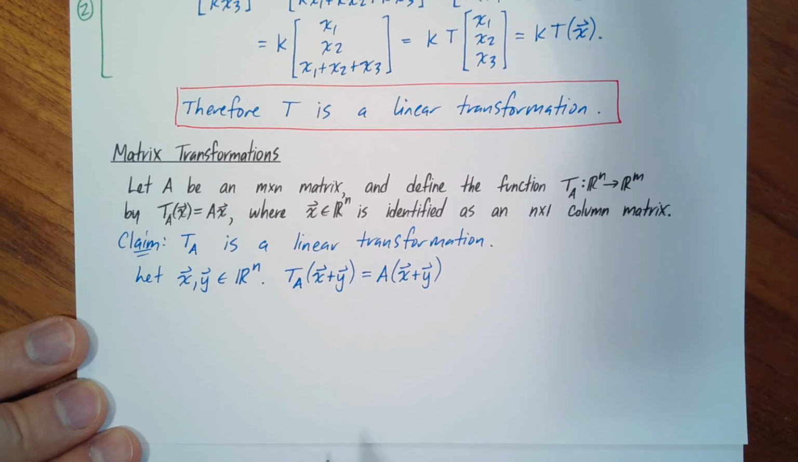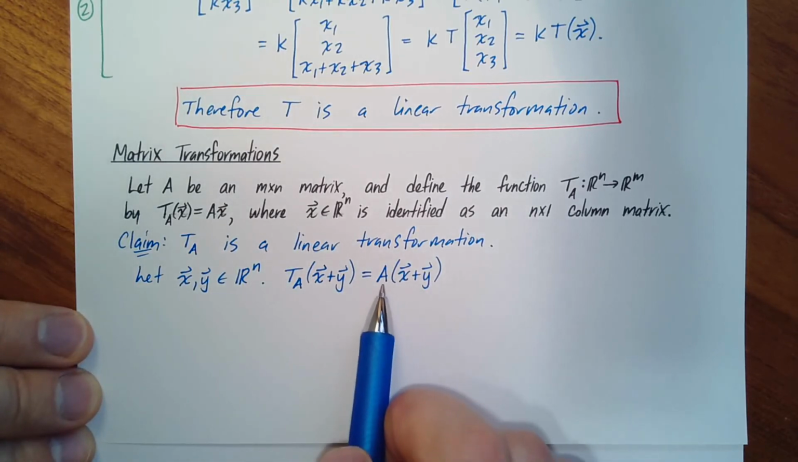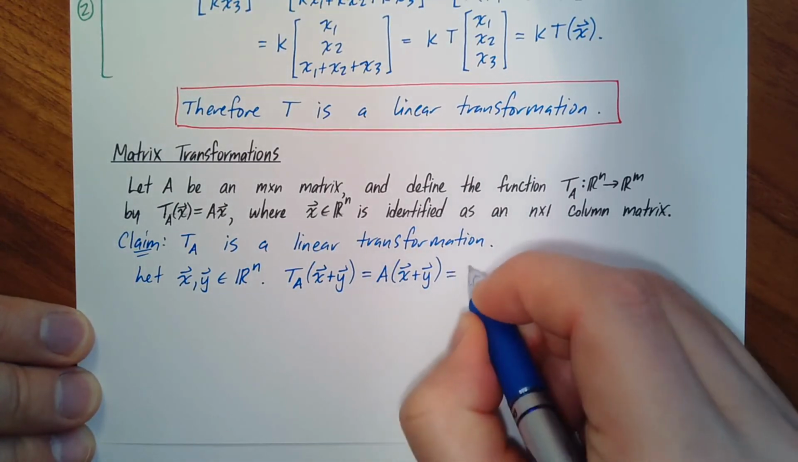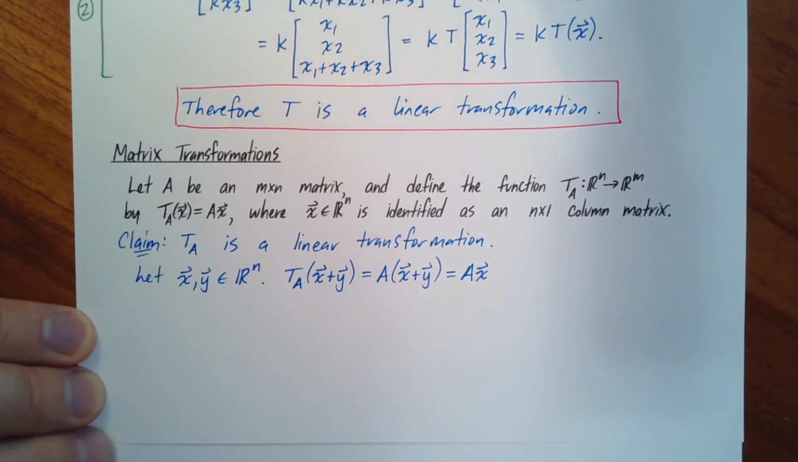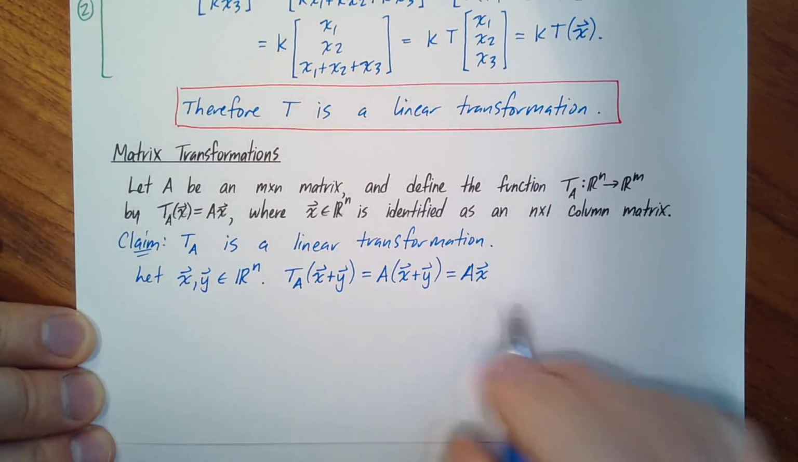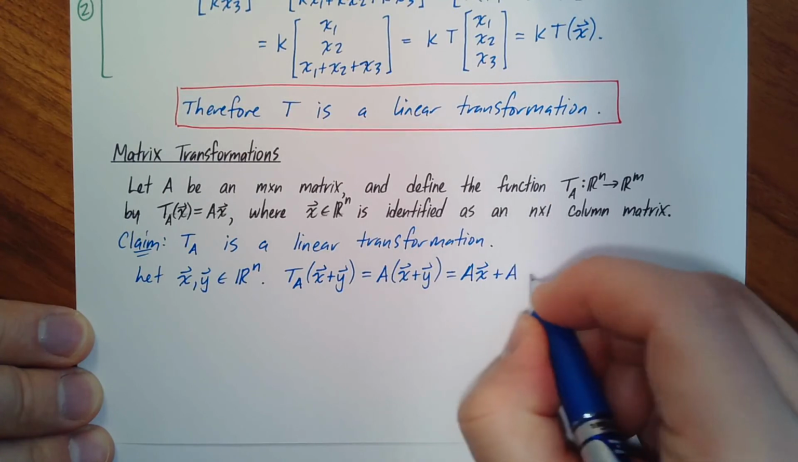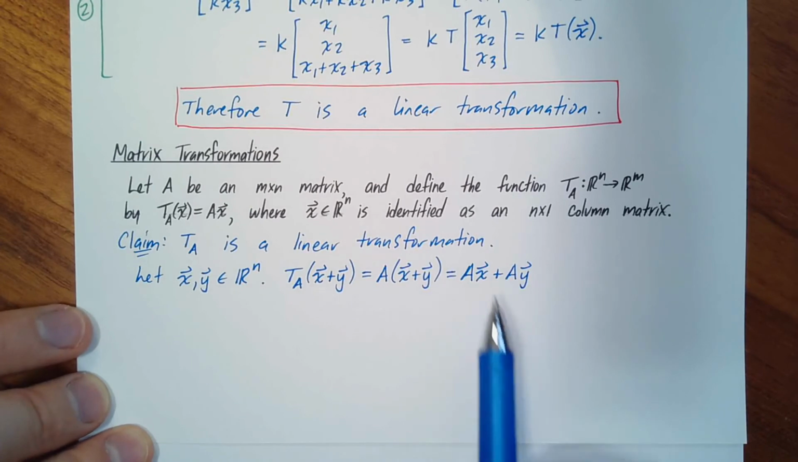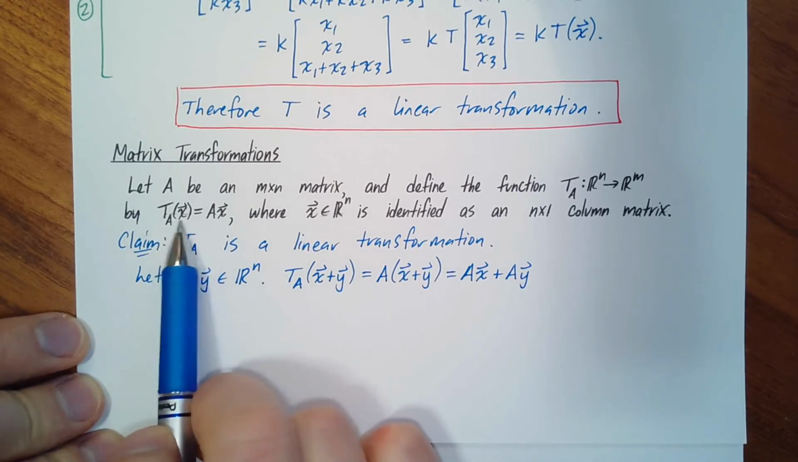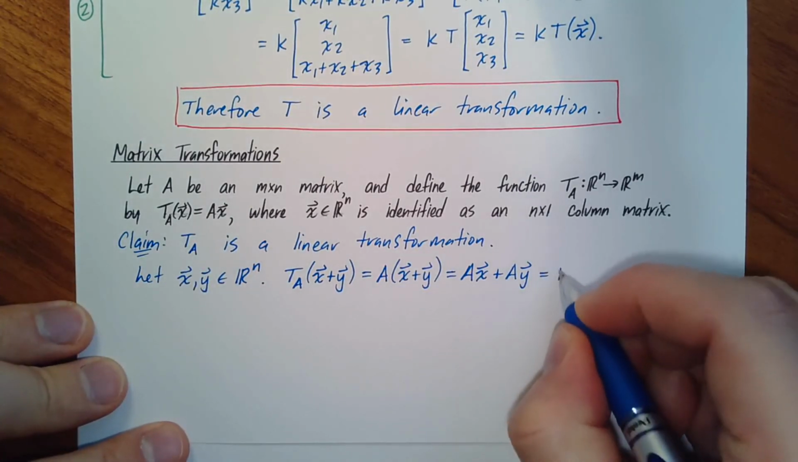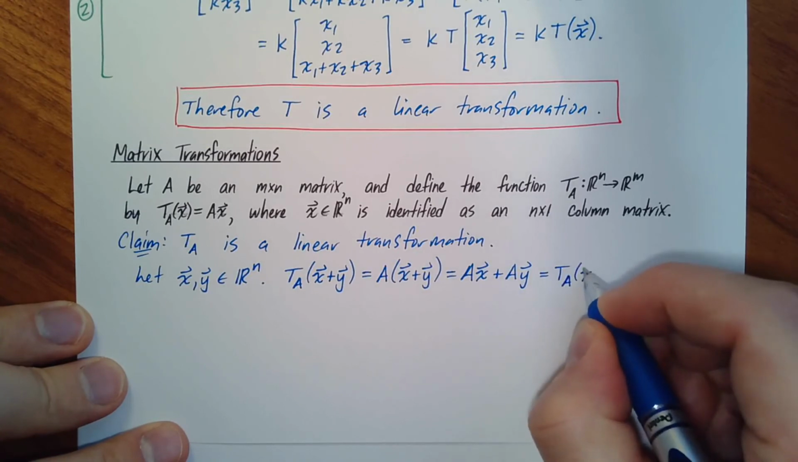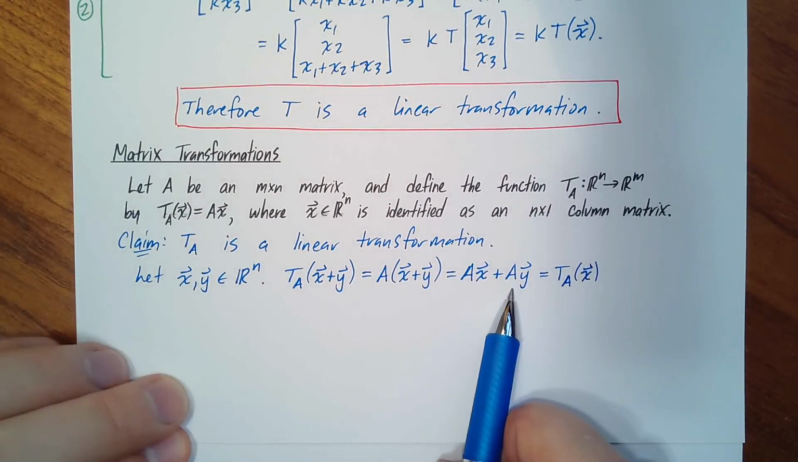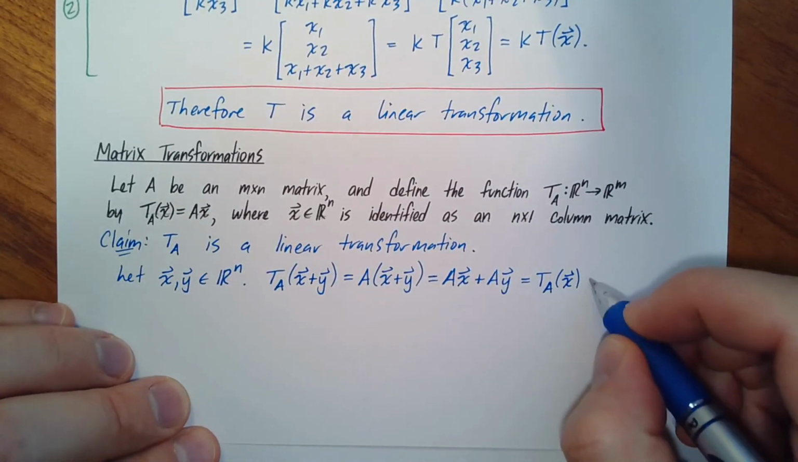But matrix multiplication distributes over matrix addition. We saw that in section 1.4. So that is a really nice convenient fact. We can distribute the A into the brackets. So we're going to get A times the vector x. Remember x is a column vector, and so is y. So this is A times y. And A times x, that's actually the definition of TA of x. And then A times y, that's the definition of TA of y.